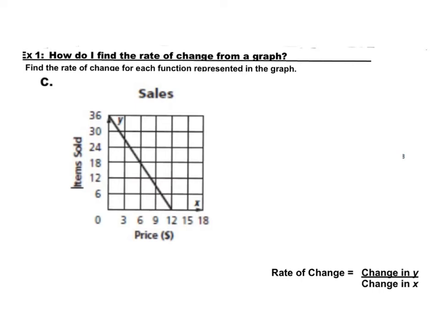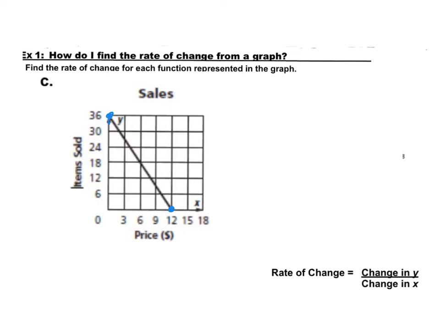All right, so our next one, we have the number of items sold and the price. And so notice how this is a negative rate of change. So I'm going to pick 2 points. It doesn't matter which 2 points. I think those 2 are the easiest. And notice we're going down. If you're going down or if you're going to the left, those are both negative. If you're going up or going to the right, those are always going to be positive.